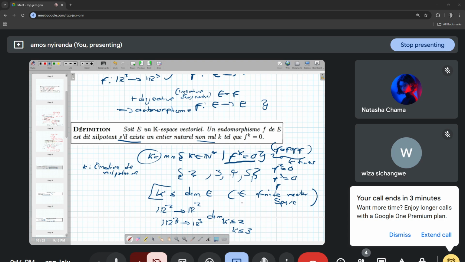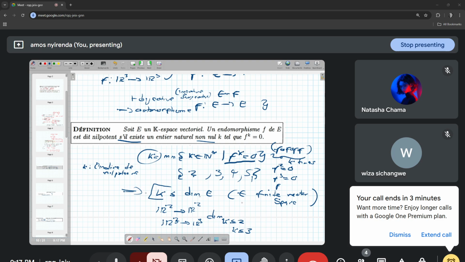Then if the question comes, what is the nilpotence? In this particular case it's going to be the minimum of all those values of k. So it's the minimum of 2, 3, 4, and 5. In that case, the nilpotence is going to be 2, because 2 is the minimum value of k for which the property f à la puissance k is equal to 0 works.